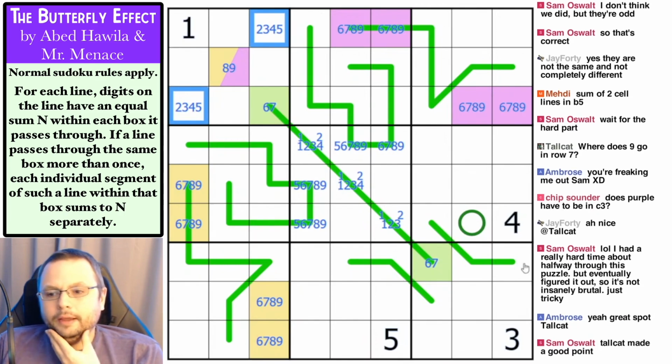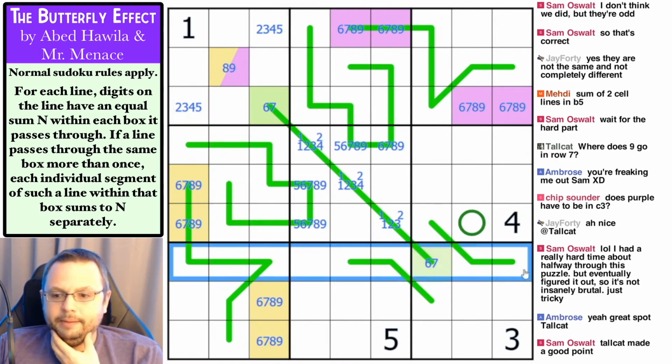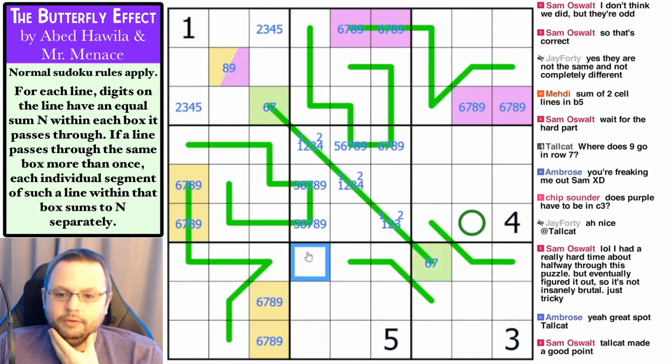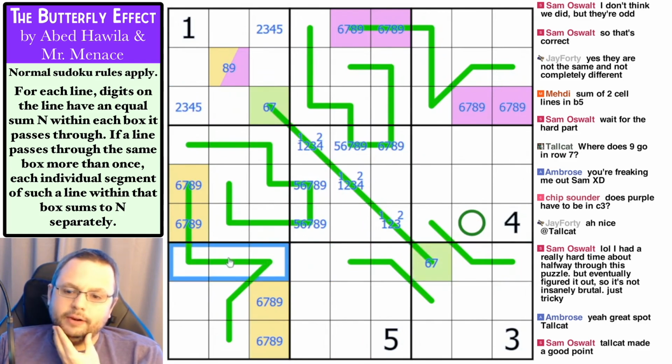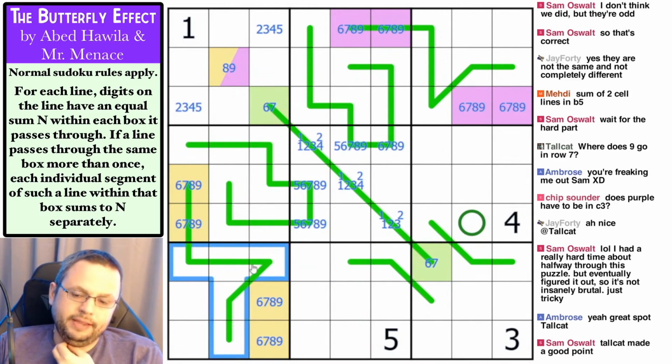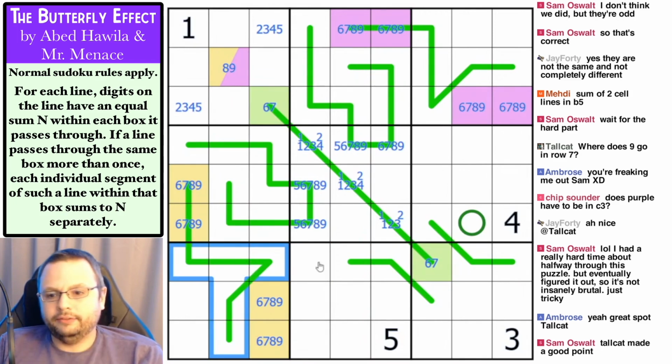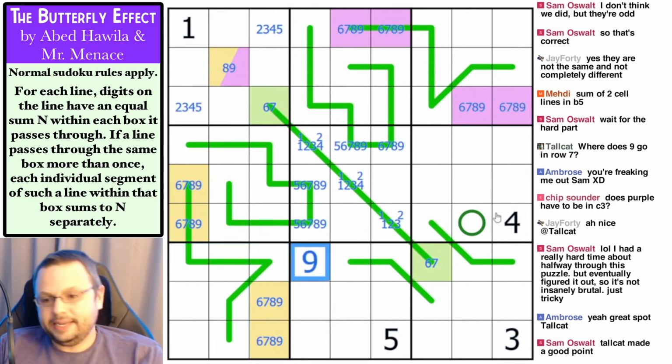So these are from 1, 2, 3, 4, 5, and they're not 1. Okay. Tallcat has an excellent point, which is that 9 can't possibly go anywhere but here in row 7. So why can't the 9 go here? It's because if I put a 9 here, the minimum sum I can make these 5 sum to is 19, which is not 15 or 17. So the 9 has to go exactly here, which means there's no 9 here.